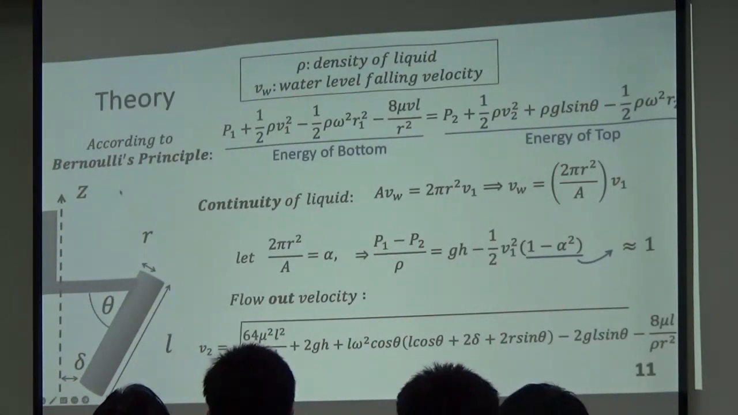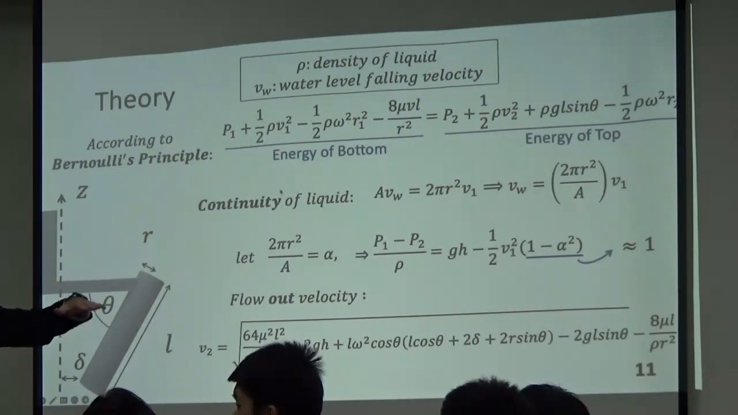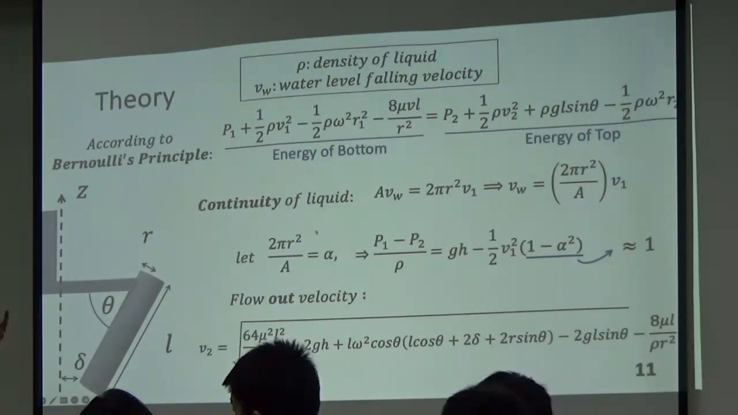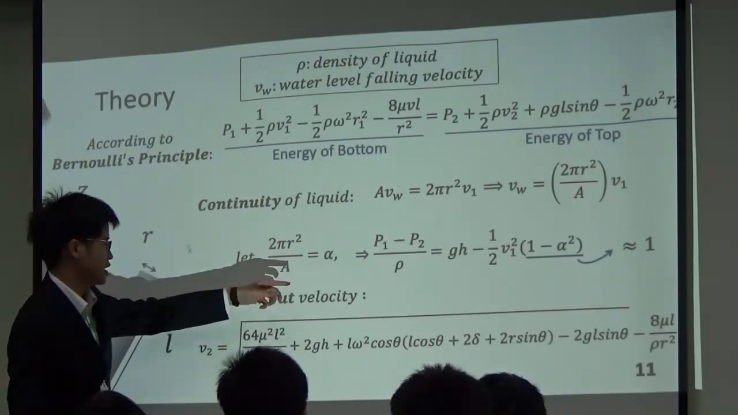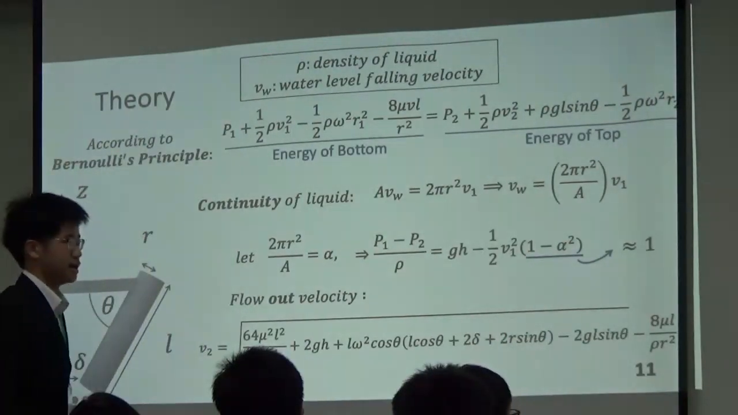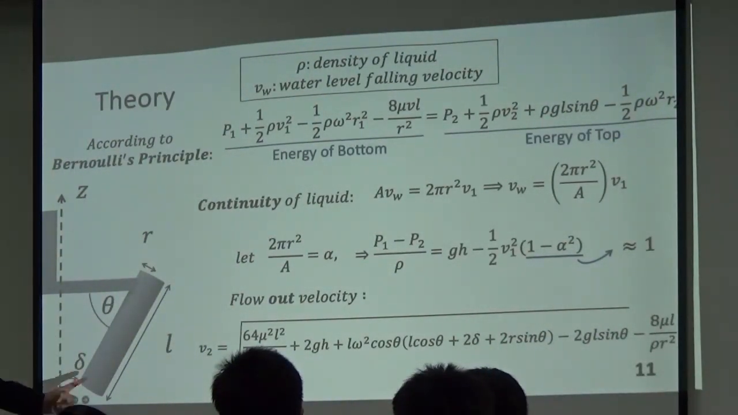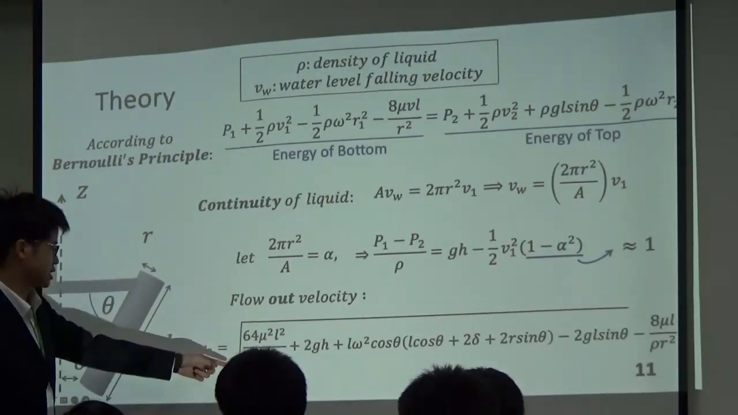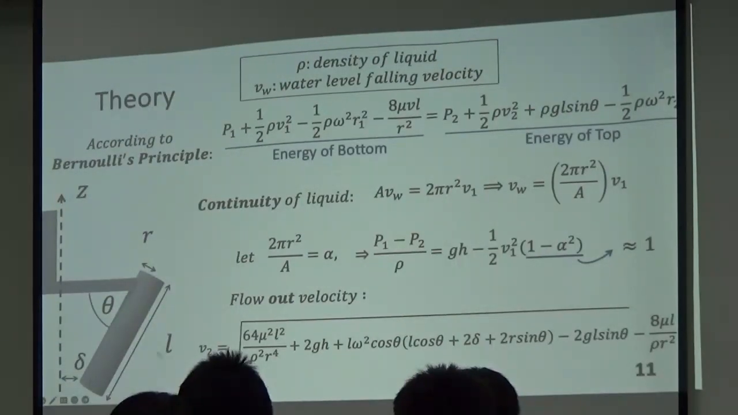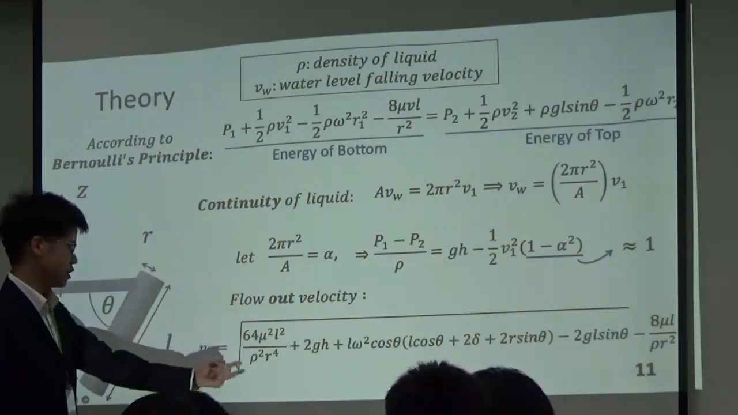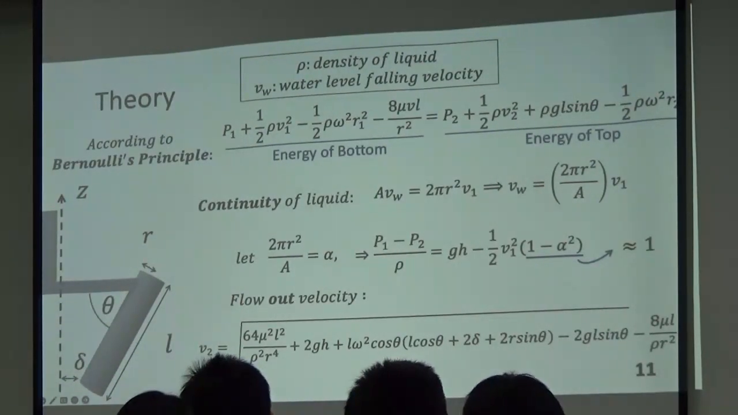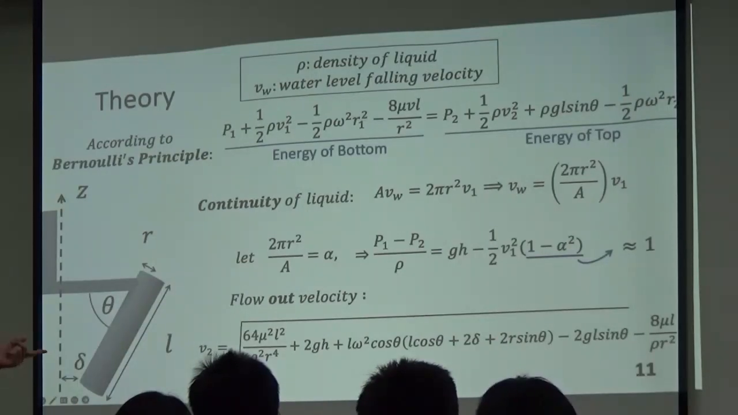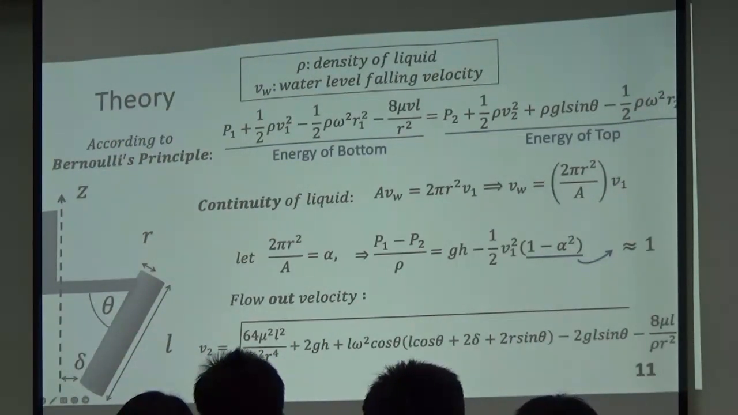And then the continuity of the liquid tells us that the water level will drop by an amount equal to the water that comes out. So here we let this be alpha, and then we can find that the velocity of the water flowing in is negligible, and then the velocity of the water flowing out will be like this. And as you can see in the formula, the length of the straw, the angular velocity, the delta, and other parameters will affect the flow velocity, which will affect the pumping rate.